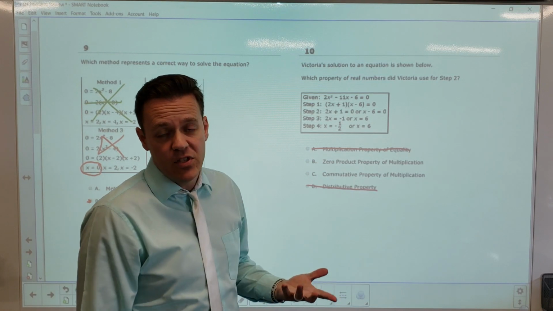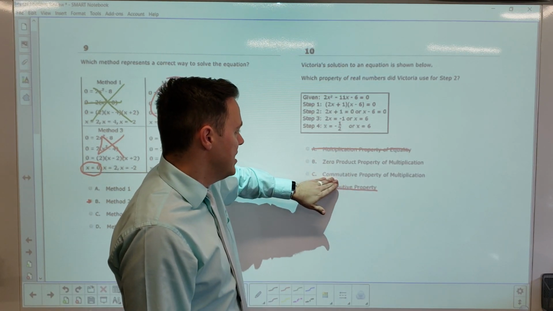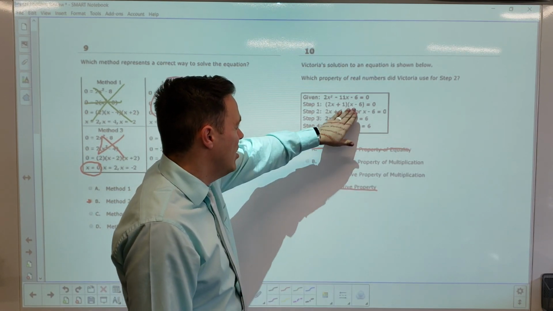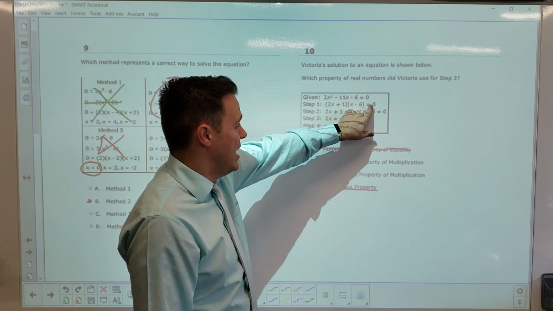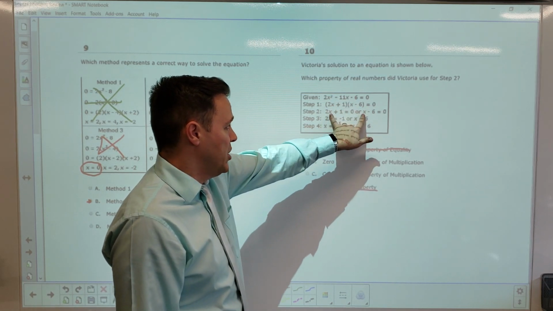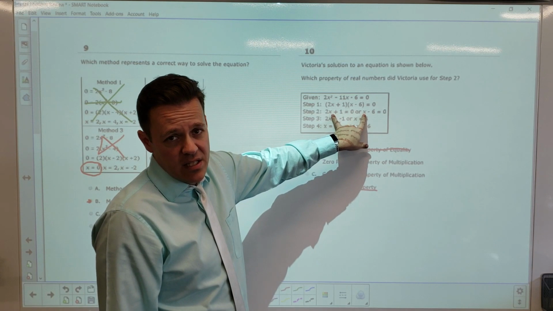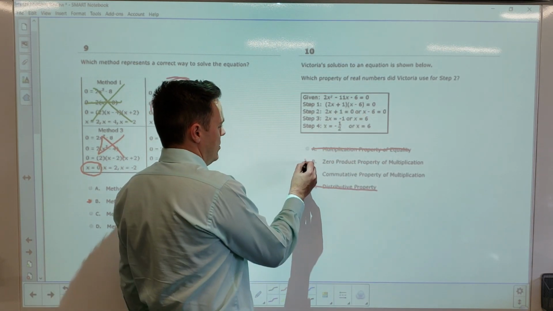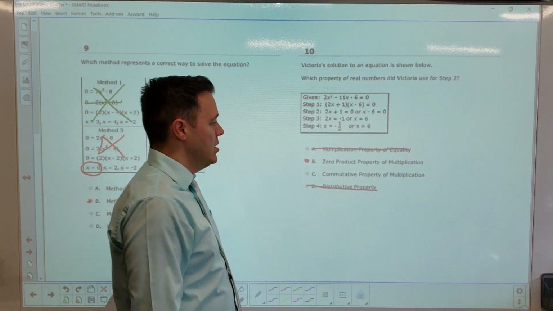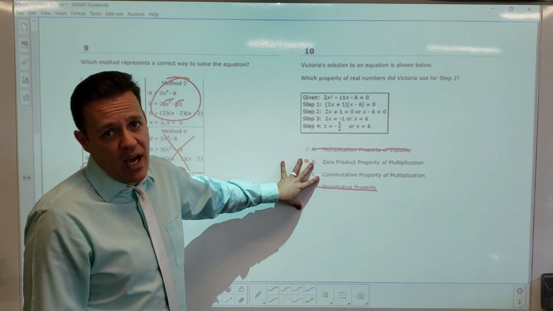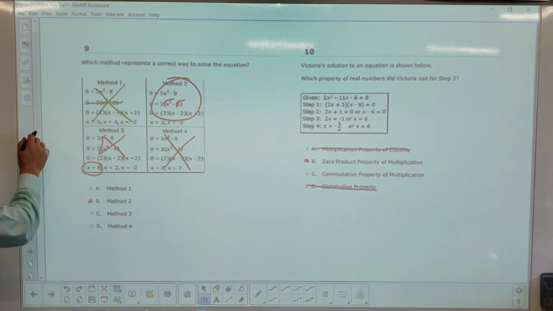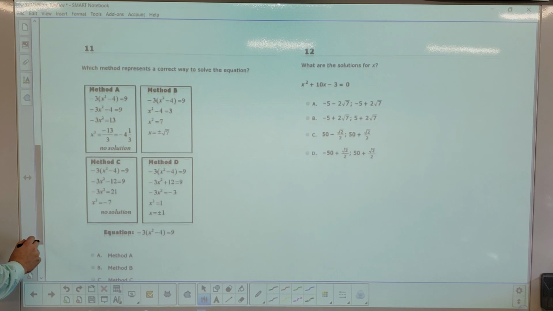So now you get a 50-50 shot. Zero product and commutative property of multiplication. Well, I know once I set it to 0, and it looks like it splits the equation into double zeros, it's the zero product property. Okay, 50-50 shot, I'm dealing with a bunch of zeros, move on, get the right answer.